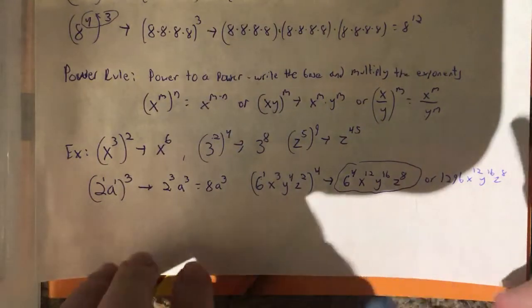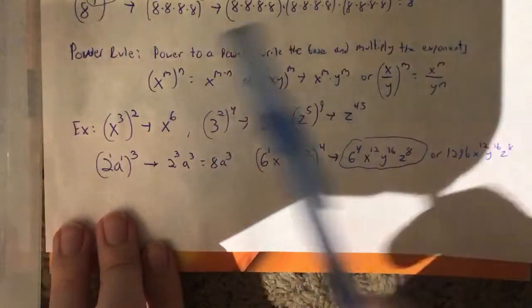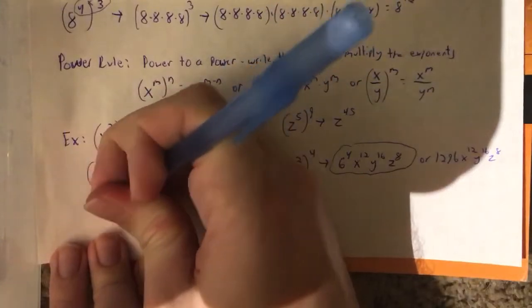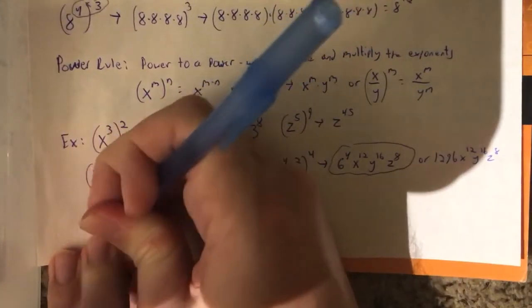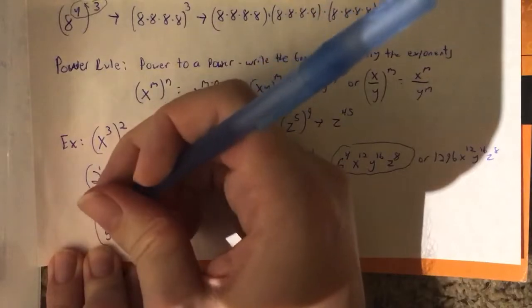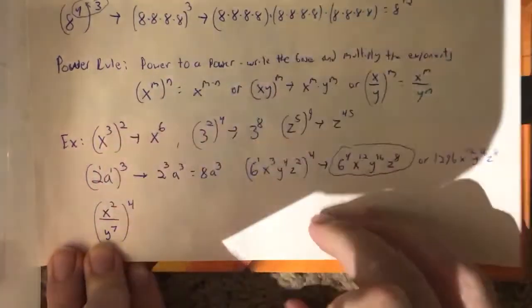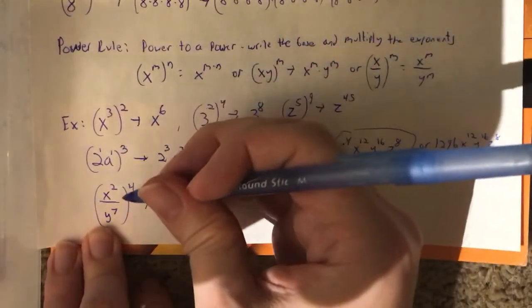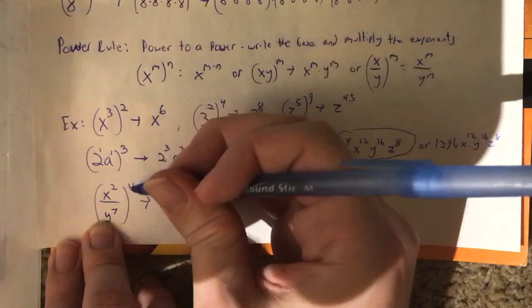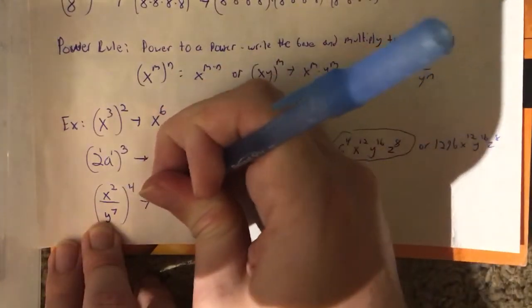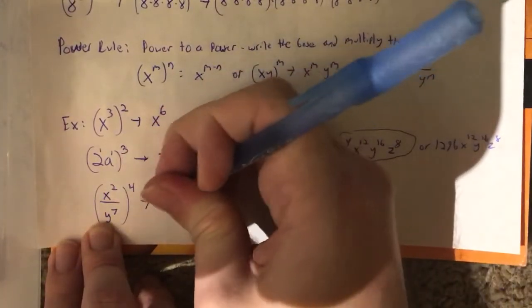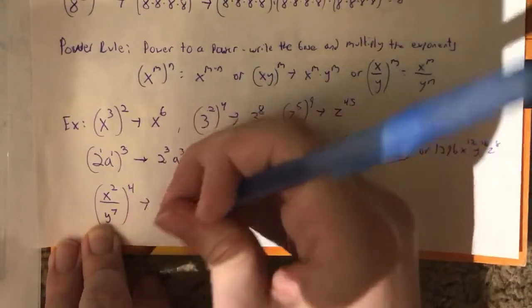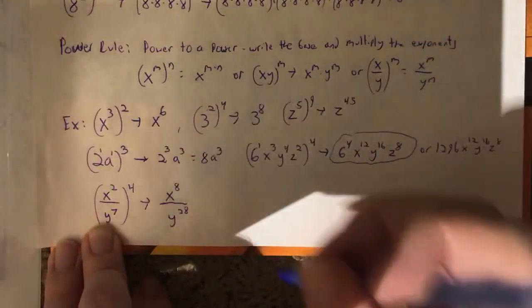Okay, let's look at now one with division. So it doesn't just have to be multiplication, it could be division like so here. So let's say I had x squared over y to the 7th, and I want to raise it to the 4th power. So my rule states I take each piece and multiply the exponents. Keep the base. So for my x piece, 2 times 4 is 8. It stays in the numerator. And then for my denominator, it's still y. And then 7 times 4 is 28. And that's my answer.